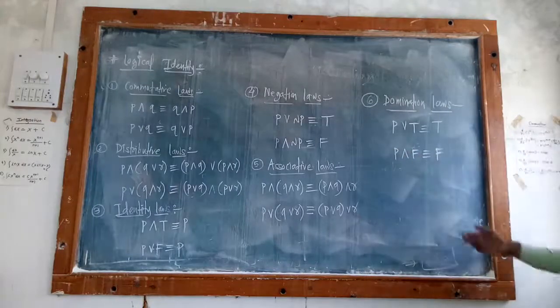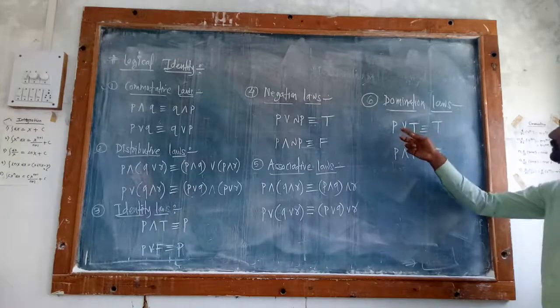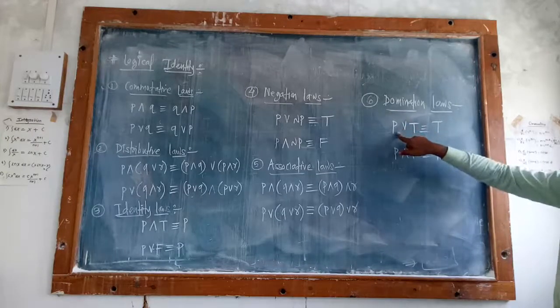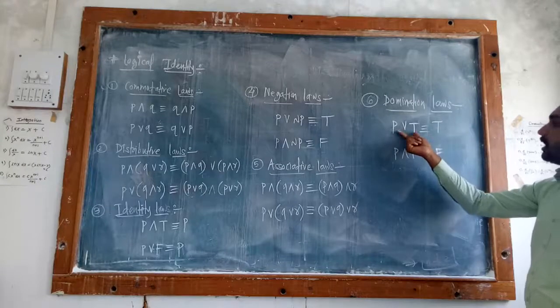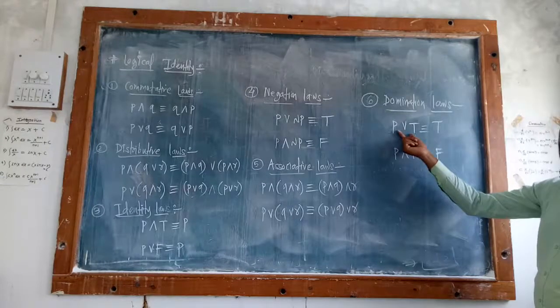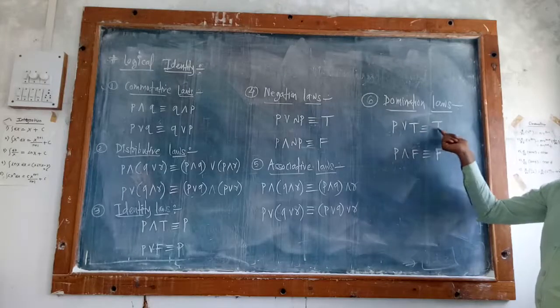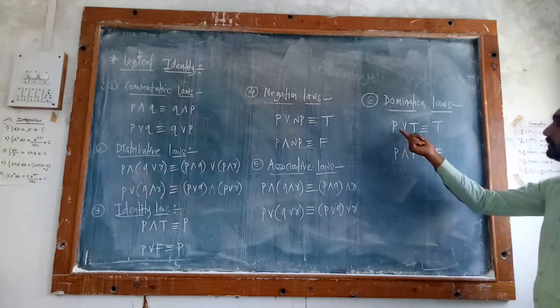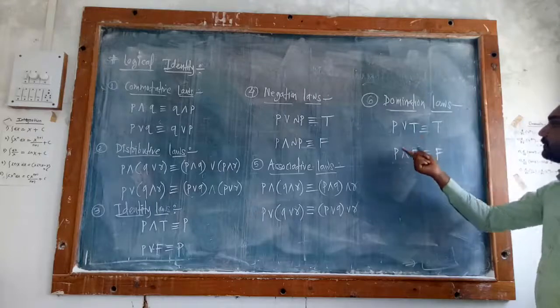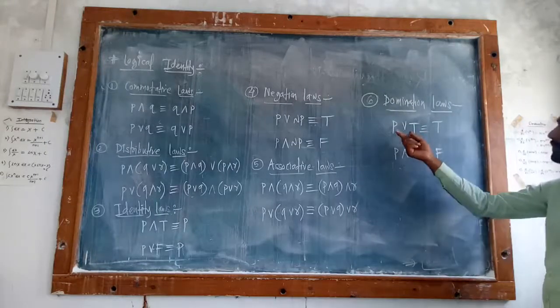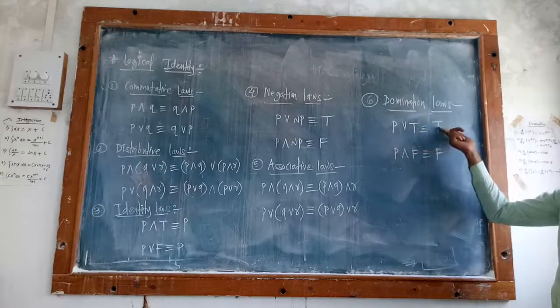What is your domination law? That means we have to dominate it here. If we take the value of P as T, then T or T is T, because in all F cases it is F, and in the remaining cases T. Similarly, if the value of P is F, then F or T is also T.